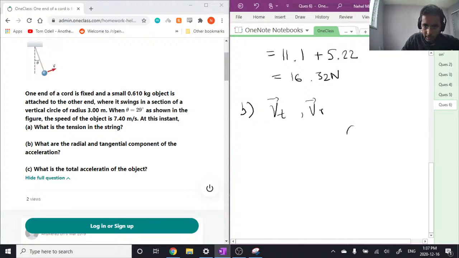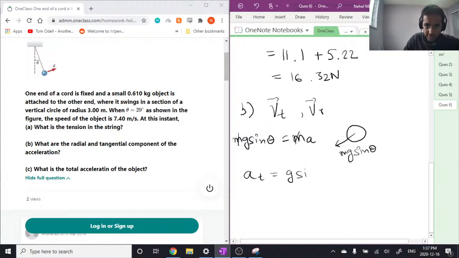So again, if I were to quickly draw the free body diagram and only list out the forces in the tangential direction, we only have mg sine of theta. Therefore, mg sine of theta is equal to ma. The m gets cancelled, and a is actually a_t. a_t is equal to g sine theta, which becomes g times sine of 29 degrees, which we get to be 4.75.